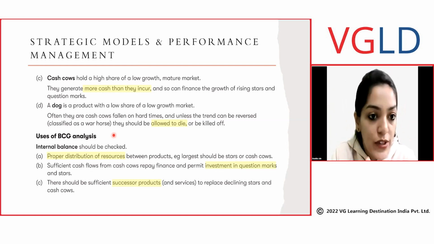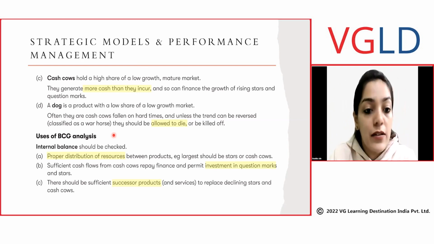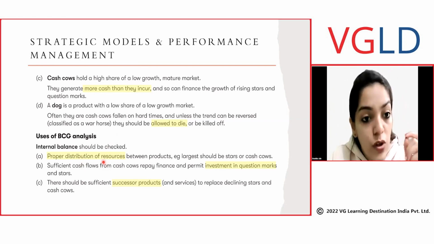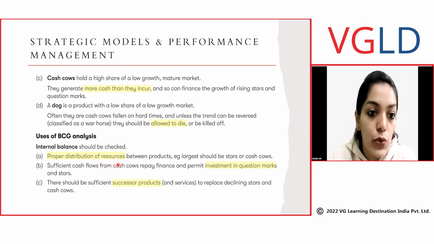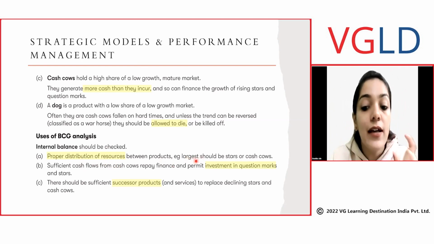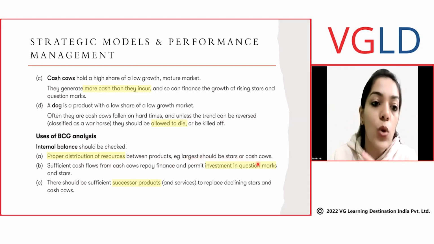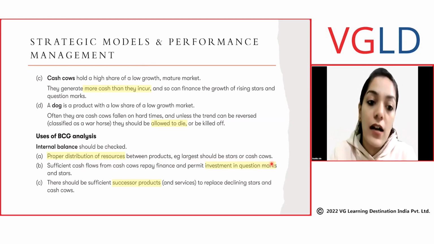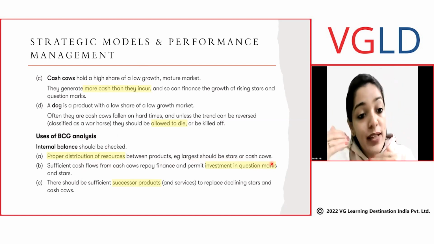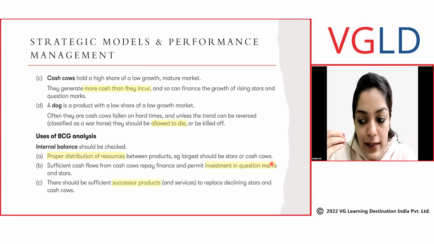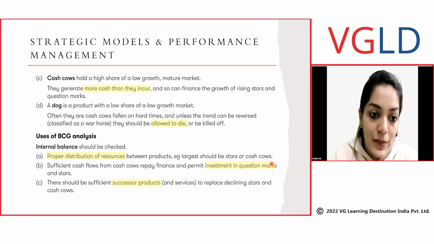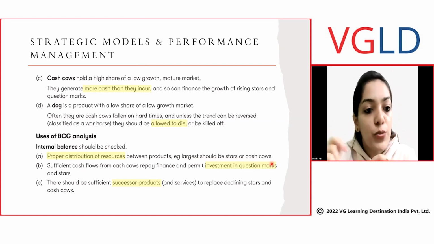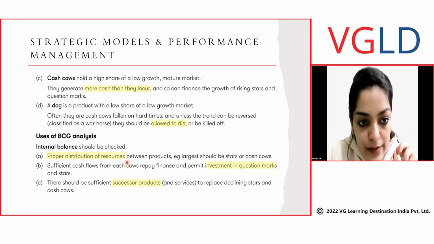Internal balance should be checked. Why are we doing BCG analysis? Just for fun, to classify something as a cow or dog? No. The reason is it ensures a proper distribution of resources between products. For example, the largest share should go to stars or cash cows. The employees who will be working on different businesses, you will put the best of the employees in stars or cash cows, because that is what is going to ensure that the company survives in the long run. So proper distribution of resources will be done according to the BCG analysis.